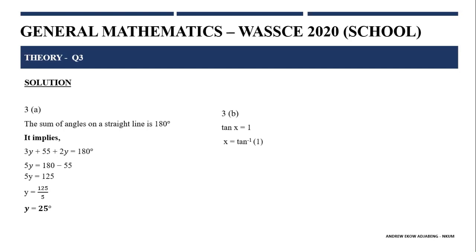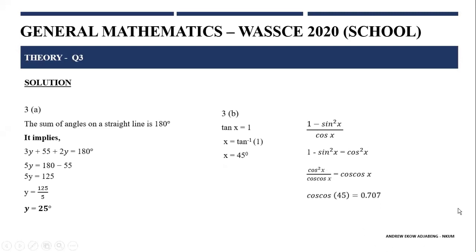And then for the B, we have to find x for the value tan x equal to 1. It means x equals tan inverse of 1, so x equals 45 degrees. Since we know that 1 minus sine squared x is cos squared x, this is going to give us cos squared x over cos x, which equals cos x. So my apologies for this. So cos 45 degrees equals 0.707.